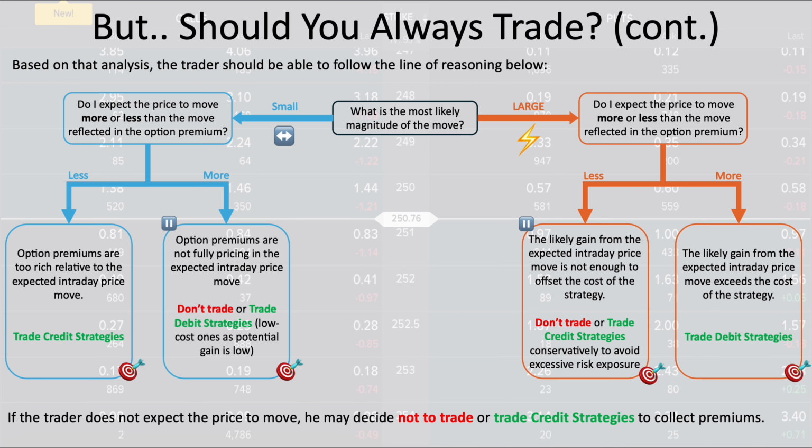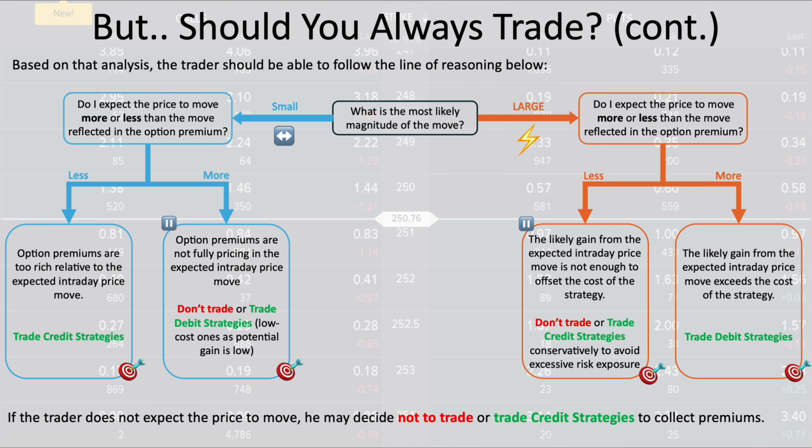And so it makes sense to trade credit strategies, because the premiums reflect a larger move, still small, but larger than I expect. So I can trade credit strategies with the expectation that we are not going to be assigned, and we can profit from this small move because the market expects a slightly larger move than I do. The premiums are larger than they should be, and so it pays off to trade credit strategies to profit from this small move.